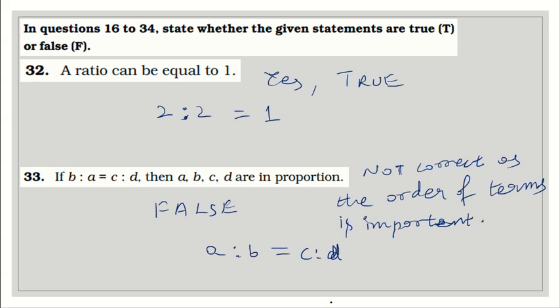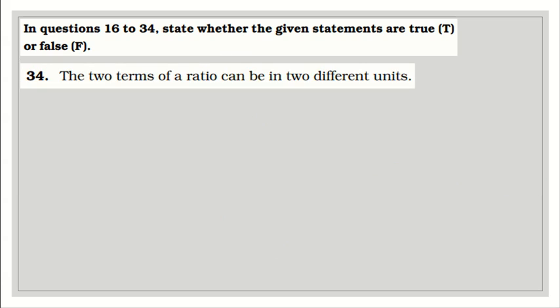Okay. So, last question of the true or false, and we will wind up today's session with that question. So, 34th question, the two terms of a ratio can be in two different units. No. The units of the two terms of a ratio must be in the same units. So, it is again false.